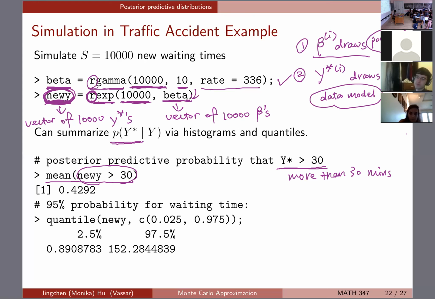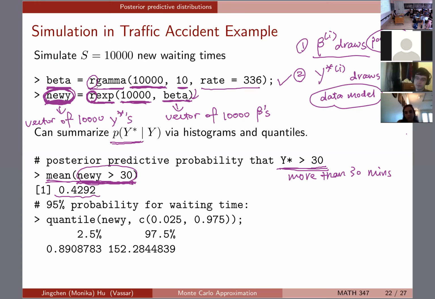So this new y is a vector of 10,000 values, and I'm checking, not how many of them, sorry, but whether each of them is larger than 30, and that will be binary, right? 0, 1. So if I return the mean, it gives me the probability in some sense. In here, we define it to be the posterior predictive probability that y star is larger than 30, which is about 43%. So this is just one demonstration of how you can summarize this. If you're curious about the probability that I'm going to have more than 30 minutes before the next accident happens, then you can do this.